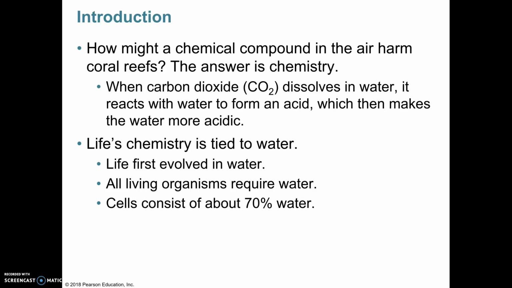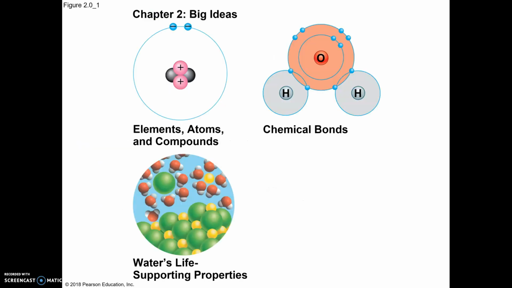So life's chemistry is tied to water. One of the things we're going to talk about in this chapter that will be very important are properties of water and why water is so important for living things. So for one thing, the first life would have been microorganisms in water. Second, all living things, of course, need water, and our cells actually consist of almost 70% water. So water is going to be a very important concept at the end of this chapter.